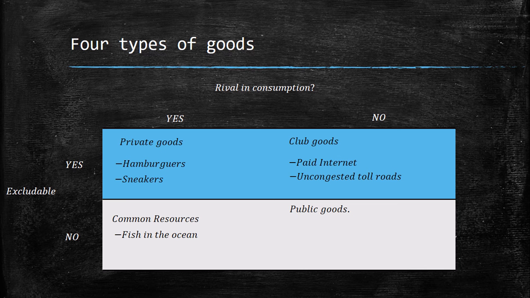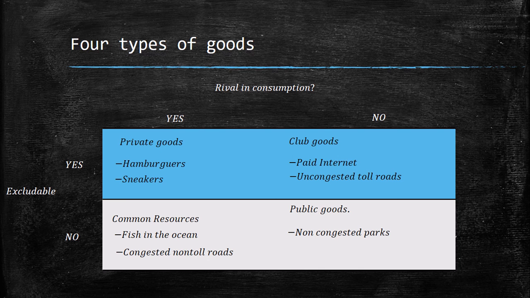less population of fish. And of course, congested non-toll roads are rivalrous in consumption, because the fact that you put another car there automatically limits the space for other people. And they are not excludable, because everybody can drive on these kinds of roads.